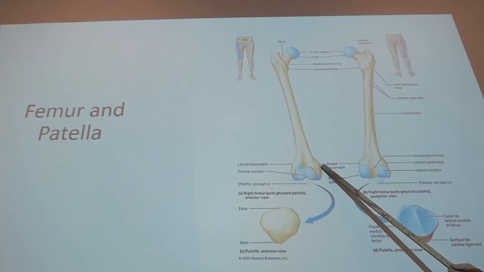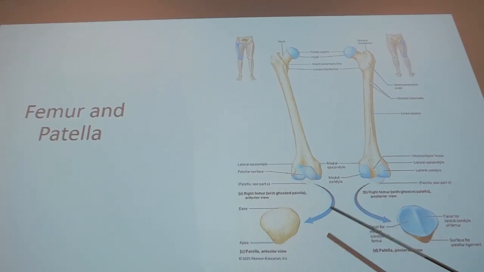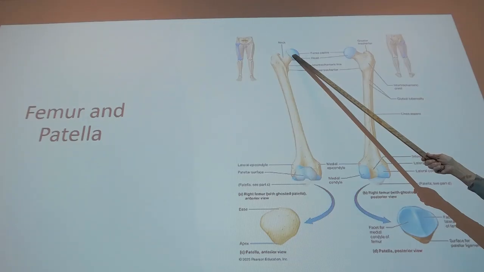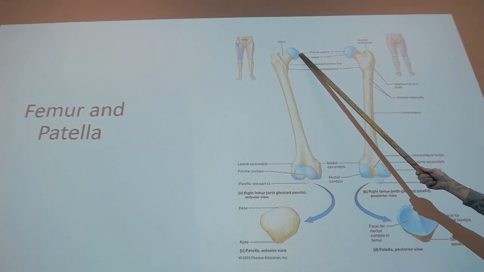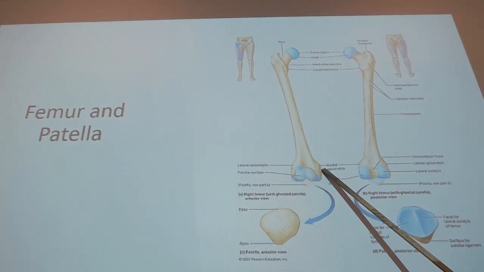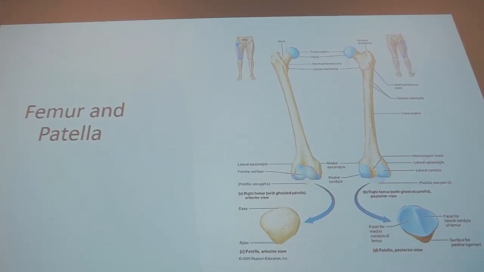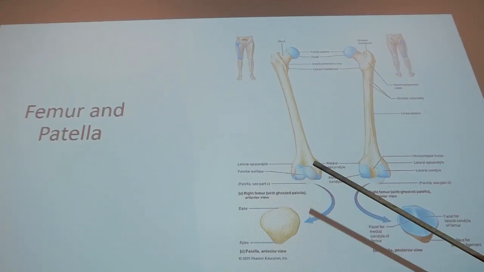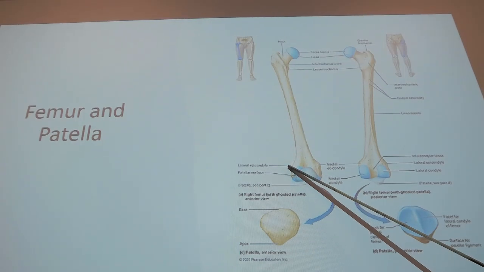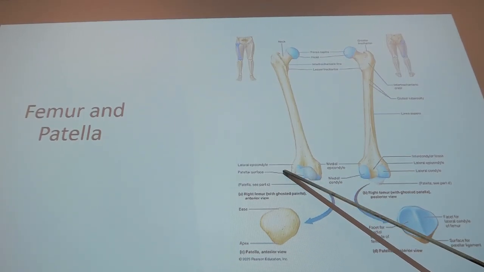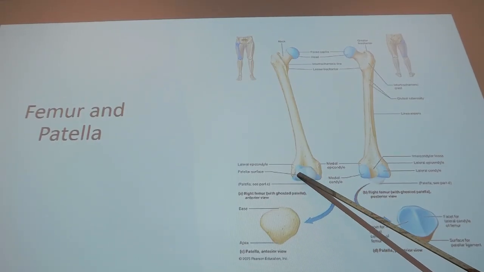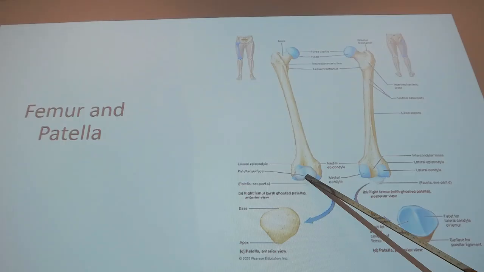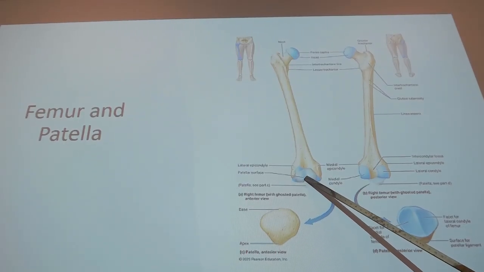How do you know which one is medial, which one is lateral? You always have to look proximally. If the condyle is on the side of the head, it has to be medial. Why? Because the head faces medially. And opposite to the medial epicondyle will be the lateral epicondyle. And in between these epicondyles, anteriorly and inferiorly, you see the surface for articulation with the patella, which is called the patellar surface.